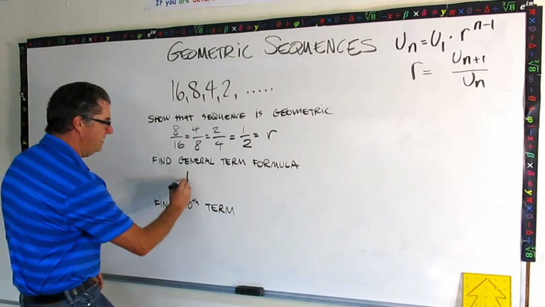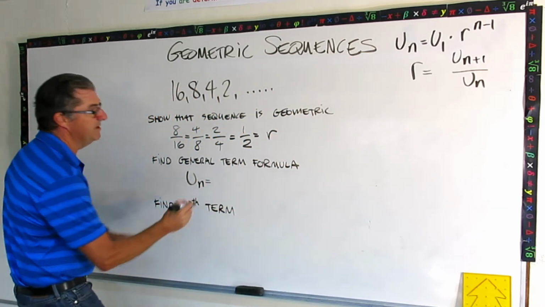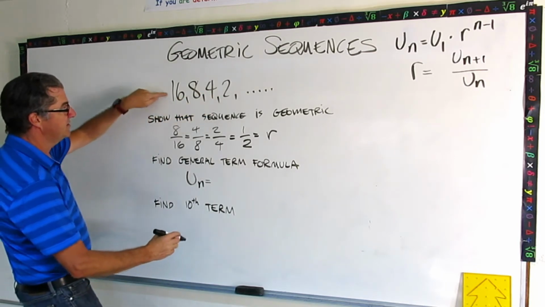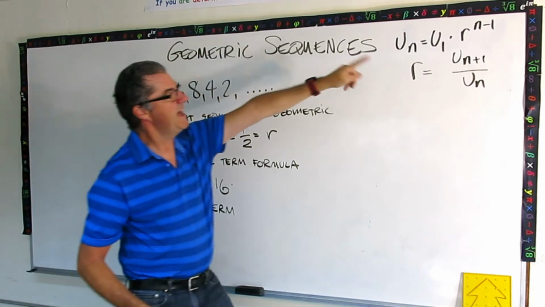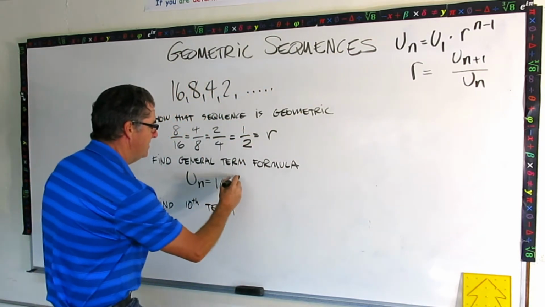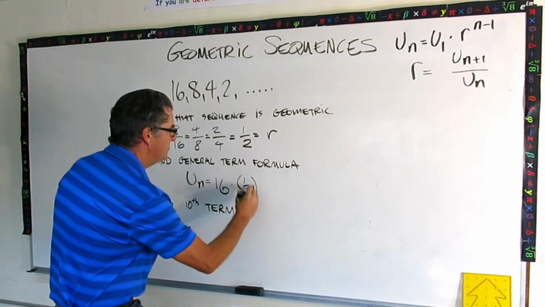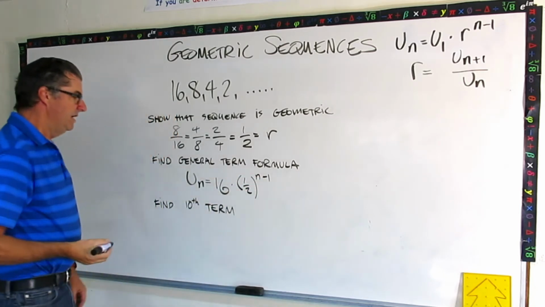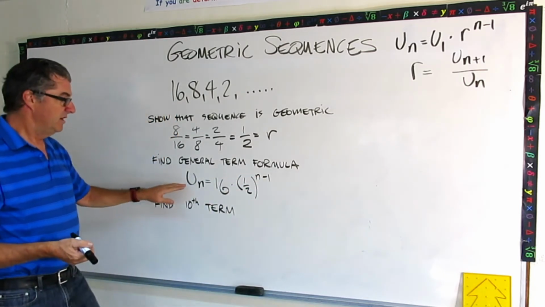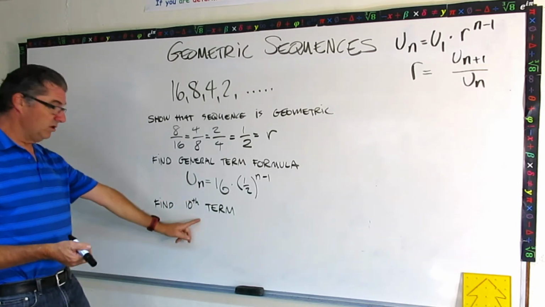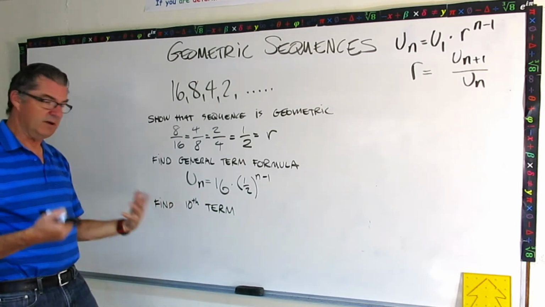So un, we'll bring that down. It's going to be u1, which is our 16, times r to the n minus 1. So that's going to be 1/2 to the n minus 1. And that's our general term formula, or our explicit formula. So you could find the 10th term. Oh, look at that. It's asking for the 10th term. So let's do that.